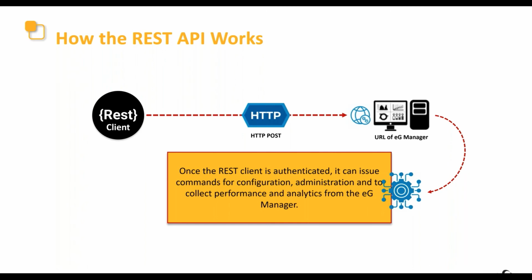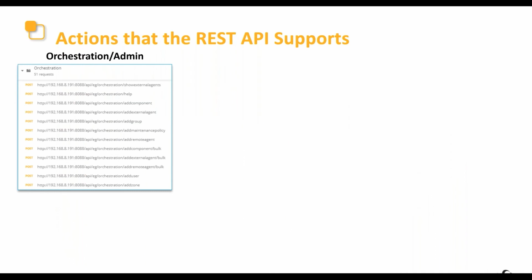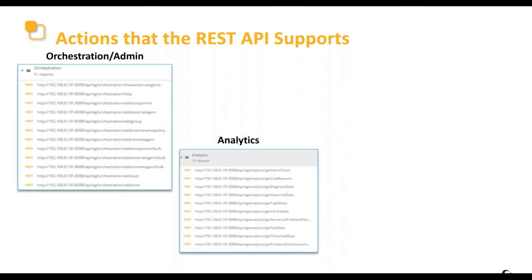So overall, this is how we've split the REST API right now. So there is orchestration and administration where you can manage the environment. But more importantly, for this conversation, we're talking about analytics. So you can get specific metrics. You can get alarm count. You can get live measures. You can get historical measures, top 10 measures, infrastructure health, and all the different metrics that I was showing you earlier in the demo. You can get those metrics using the REST API.